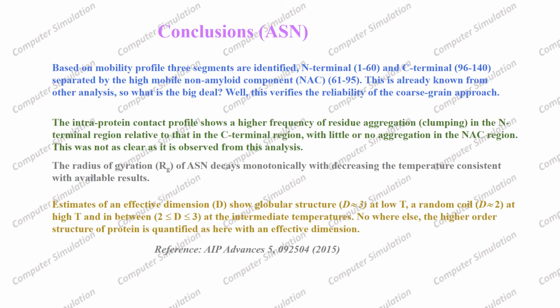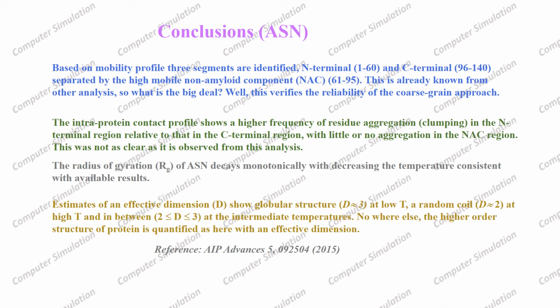Following conclusions are drawn from a comprehensive analysis of simulation data of coarse-grain model of alpha-synuclein. 1. Based on mobility profile, 3 segments are identified: N-terminal, residue 1 to 60, and C-terminal, residue 96 to 140, separated by the highly mobile non-amyloid component, NAC, residue 61 to 95. This is already known from other analysis, so what is the big deal? Well, this verifies the reliability of the coarse-grain approach.